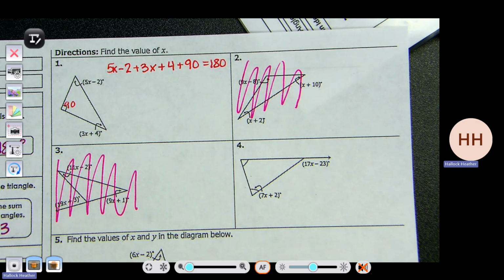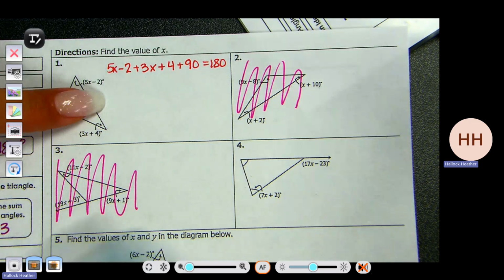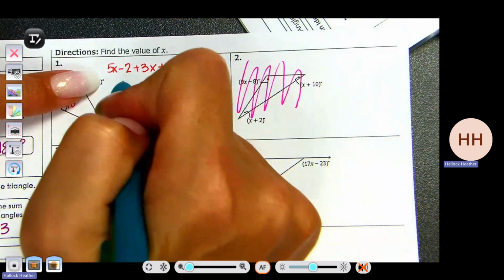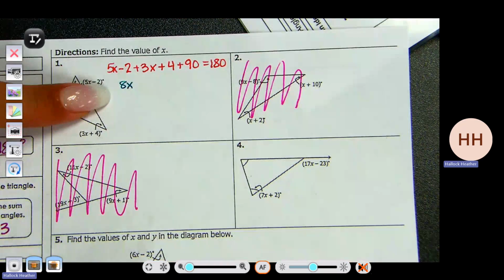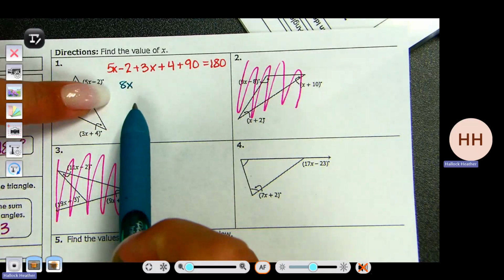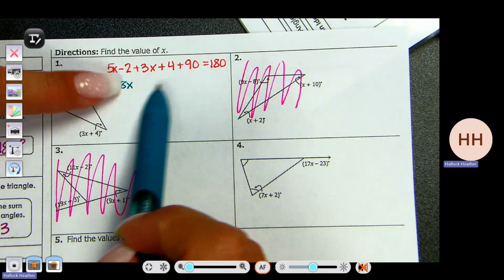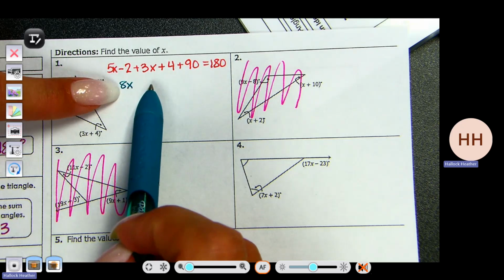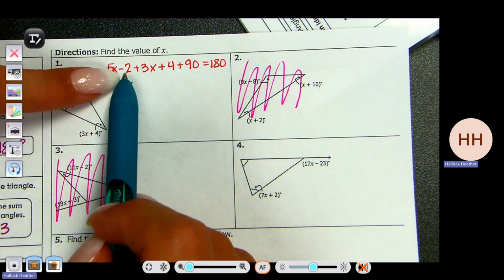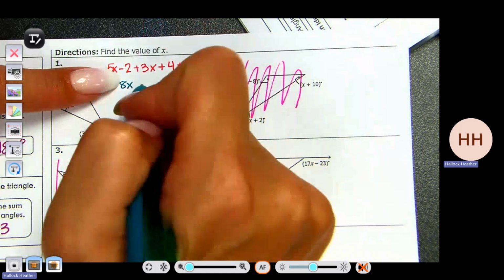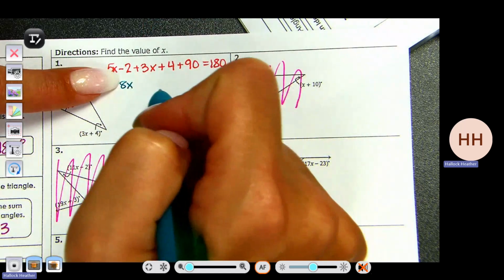Okay, anyways, what do those arcs mean? So this is 7x plus 2. Right, so if you add your x's, and when you add your numbers, what do you get? That's wrong. Negative 2 plus 4 plus 90 is 92.